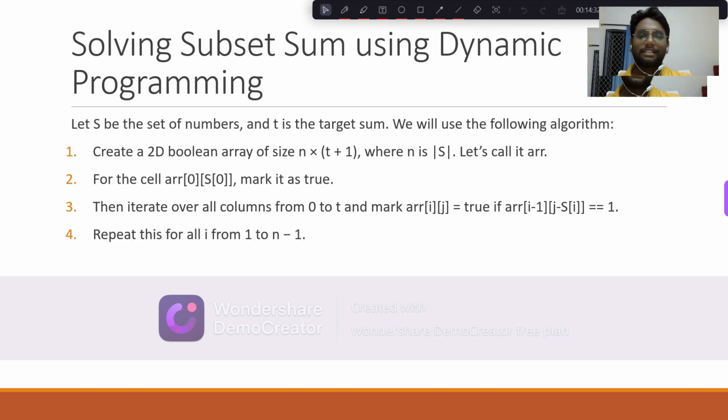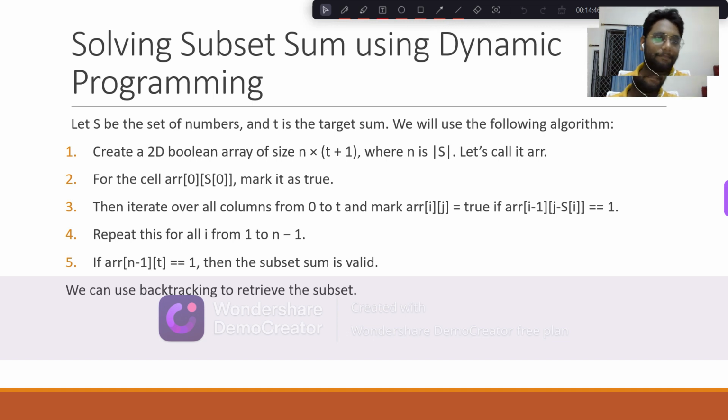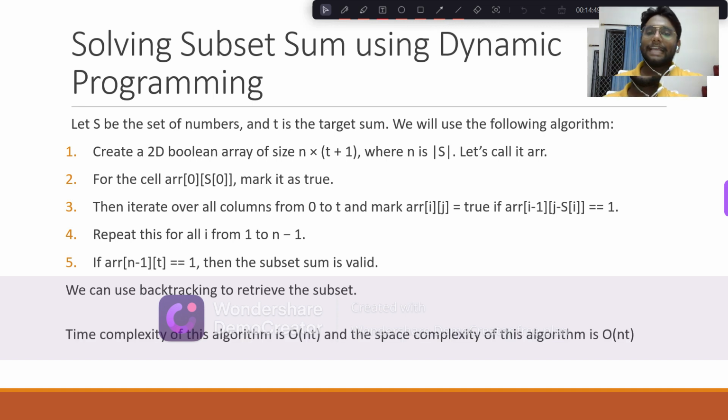And we'll go through all the rows in this method. If at the end we find that the last cell, array of n minus 1 of t, is equal to 1, then we can say that we have a valid subset sum. We can find this subset very easily in O of n time with the help of backtracking. This algorithm in total, as we are moving through all the cells of the array, simply takes a time complexity of O of nt and a space complexity of O of nt, which is very huge compared to what we get from the random coloring algorithm.